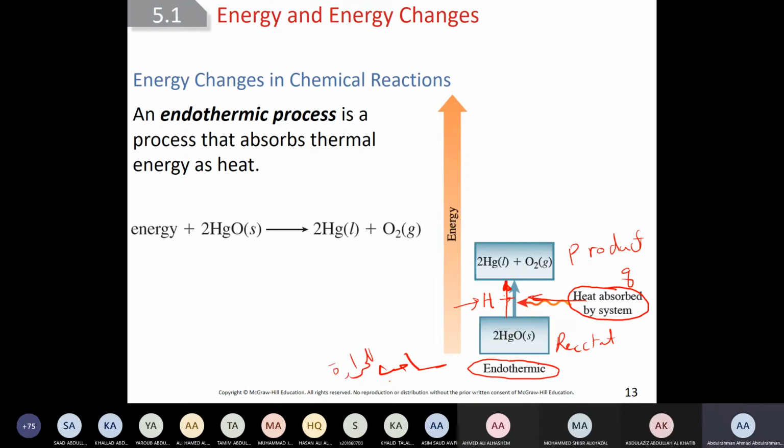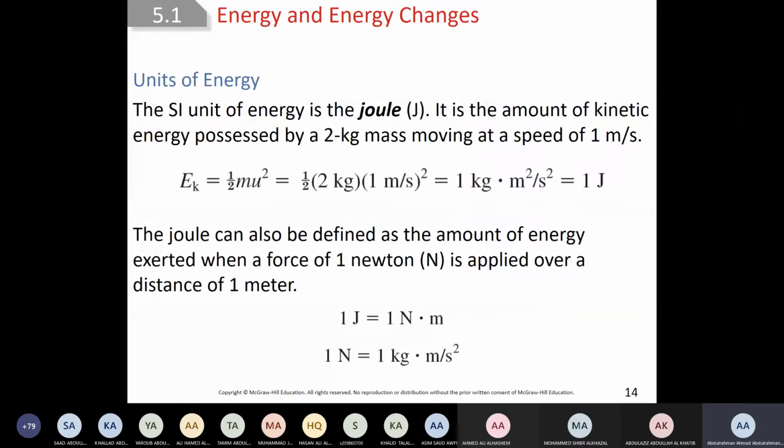Endothermic, very important. So here the H, which is the enthalpy for the product, is higher than the reactant. And that's why in order to go from the reactant to product, you need to go up. When you need to go up, you need energy to go up. From where do you get the energy? From Q, which is the heat that you add to it, and this is called an endothermic reaction.